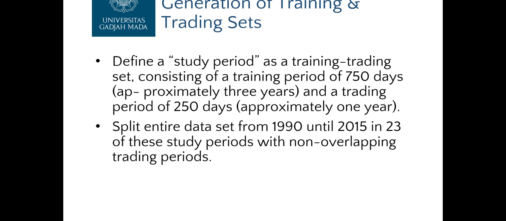We define a study period as a training-trading set consisting of a training period of 750 days, approximately 3 years, and a trading period of 250 days, approximately 1 year. Then we split the entire data set from 1990 until 2015 into 23 of these study periods with non-overlapping trading periods. In other words, the study periods are rolling blocks of 1000 days.